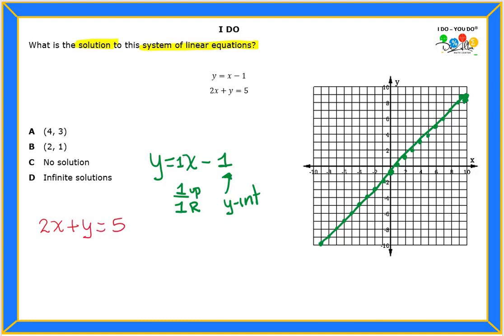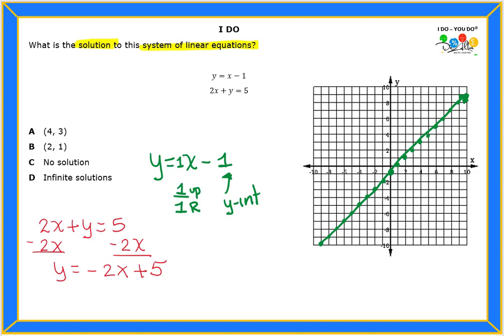Now, if I want to graph it like the way I just did the first one, we will need to solve for y. We need to leave y by itself. And this is a nice one. I just need to take away or subtract 2 x's on both sides. And that will leave me with y equals -2x plus 5.